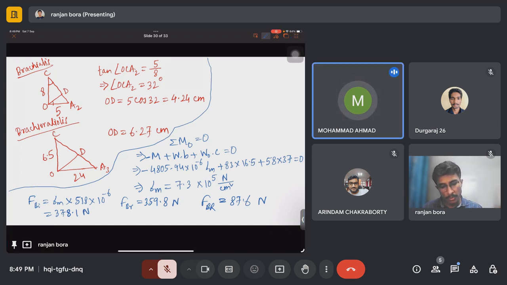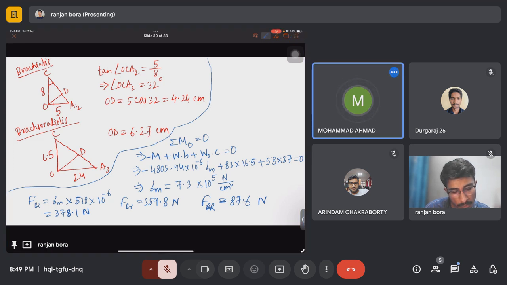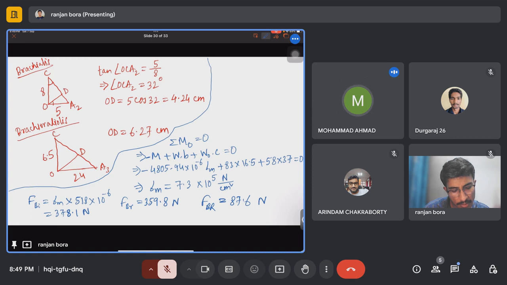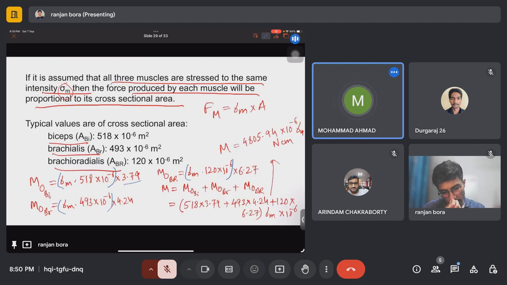Sir, the unit of sigma m written here is Newton per centimeter square. So I think it will be 10 to the power 7. Yes, I have calculated, sir, because the area of the cross section of the muscle is given in meter square, and we have multiplied by the corresponding lengths in centimeter. So we should convert that centimeter to meters. 10 power minus 2 will be added. Okay, okay. Yeah.